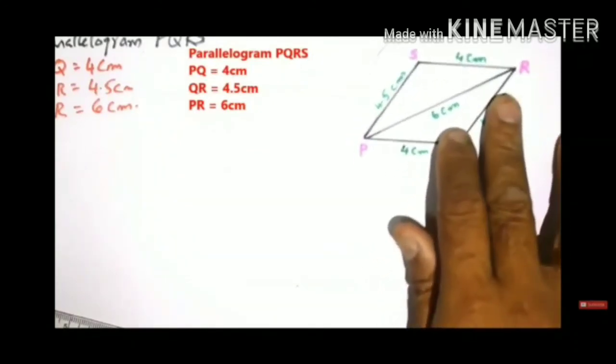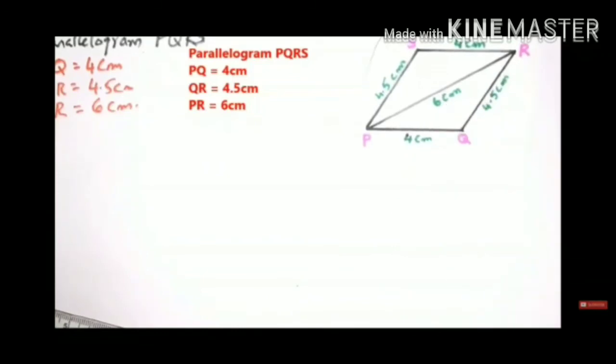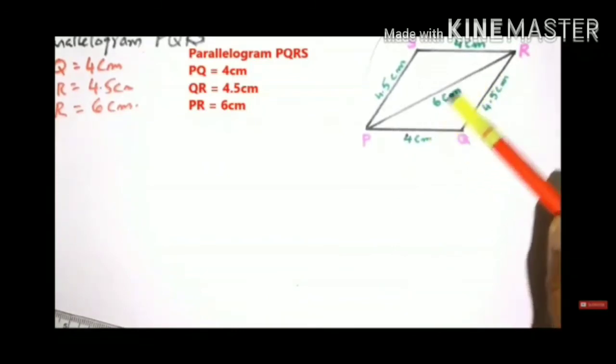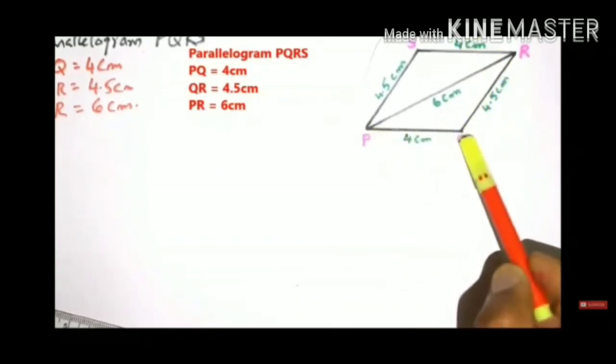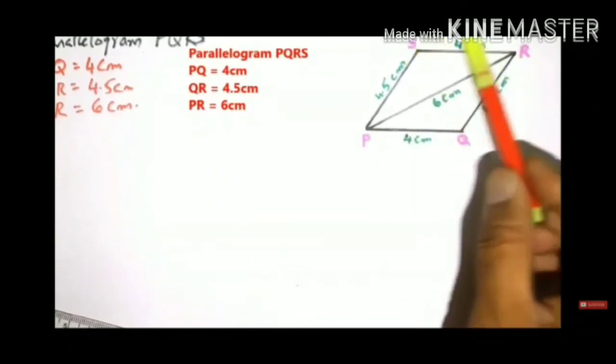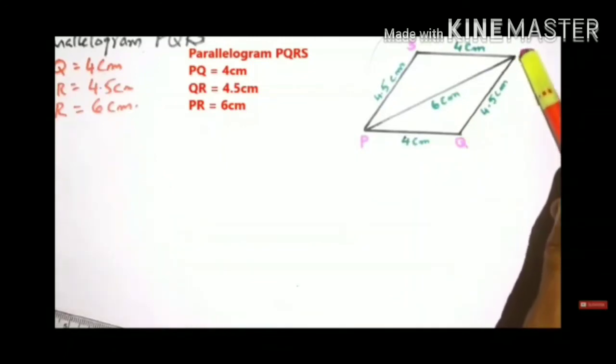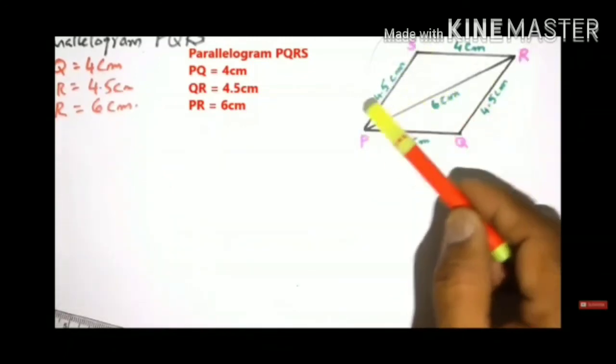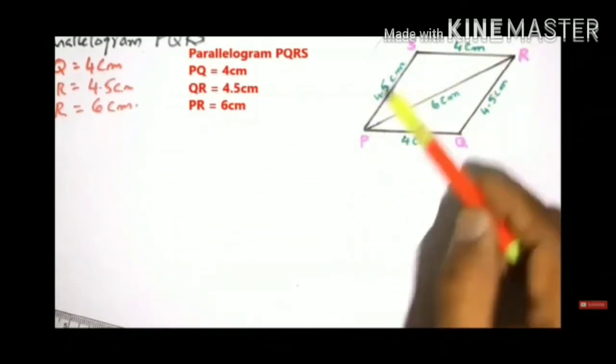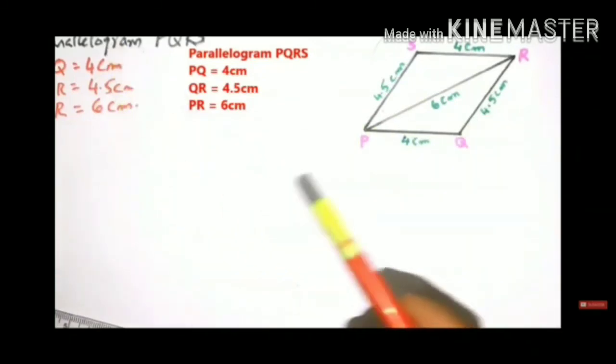Let's see the rough figure. We know in the parallelogram the opposite sides are equal. We have PQ in the question, so SR is also equal to 4 centimeter. And also we have QR in the question, so PS is also the same, 4.5. So we have 5 measurements indirectly, you have to think of.